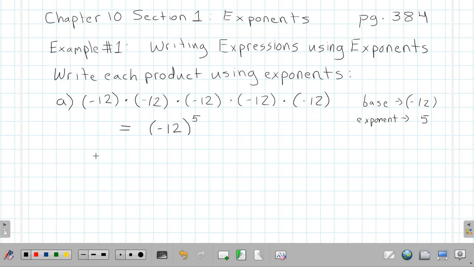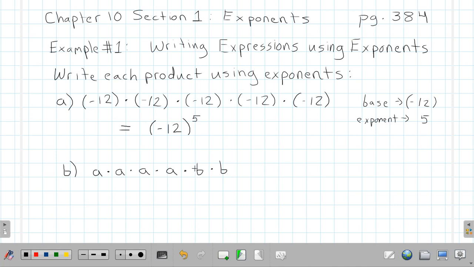But let's look at part B here, and we have an interesting development with this one. In this case, we've got a product that is A times A times A times A. But it doesn't stop there. We also have times B times B. So this one's kind of unique in that we don't have only one base. We're actually going to have 2 bases in this case.